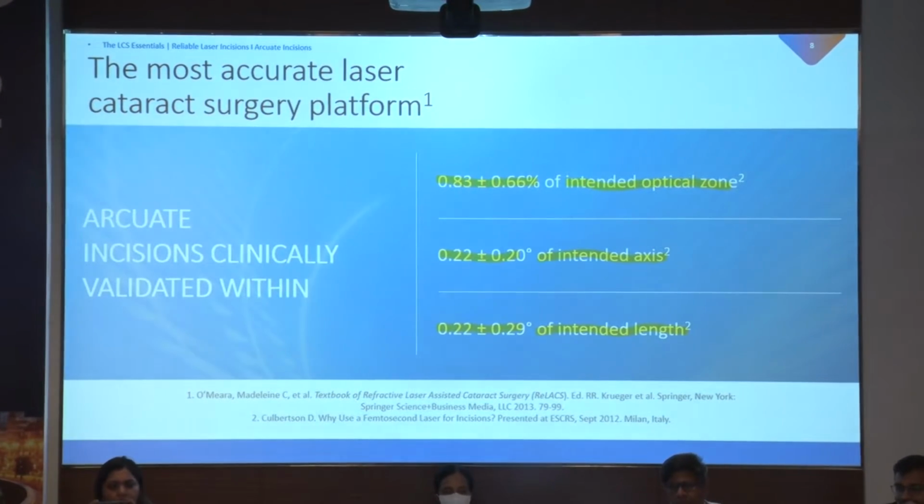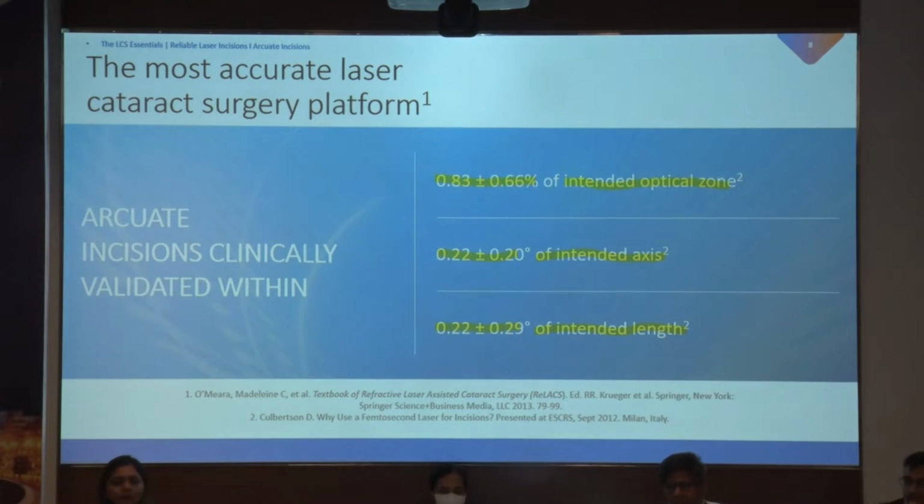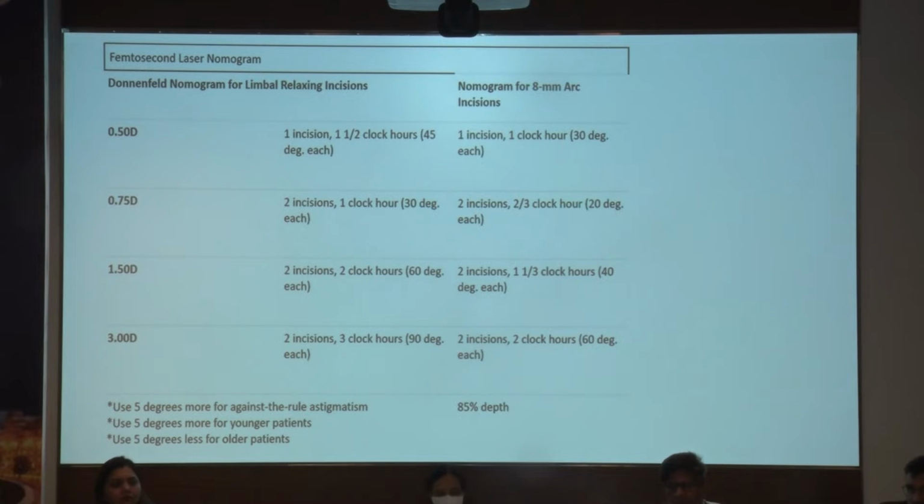This is again a study which said the arcuate incisions were clinically validated within 0.83 plus or minus 0.66 of the intended optical zone, and 0.22 plus or minus 0.2 in the intended axis, and the intended length also is 0.22. So it's reasonably clear. And this is the Donnenfeld nomogram that is incorporated there. You had it for the LRIs.